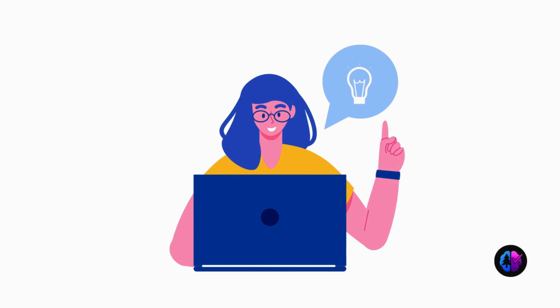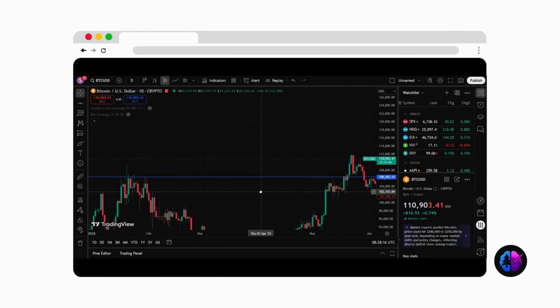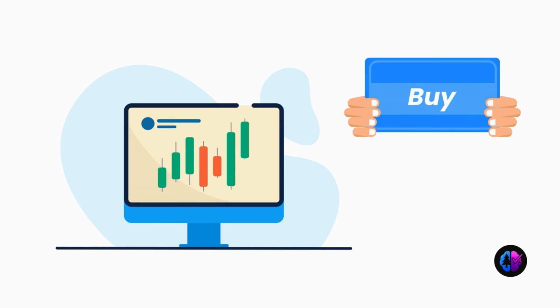Here's a pro tip. When price breaks through resistance, that becomes new support. A powerful breakout buy signal.